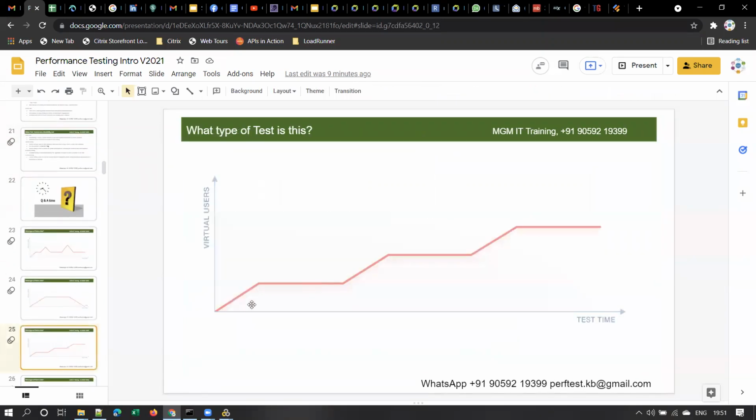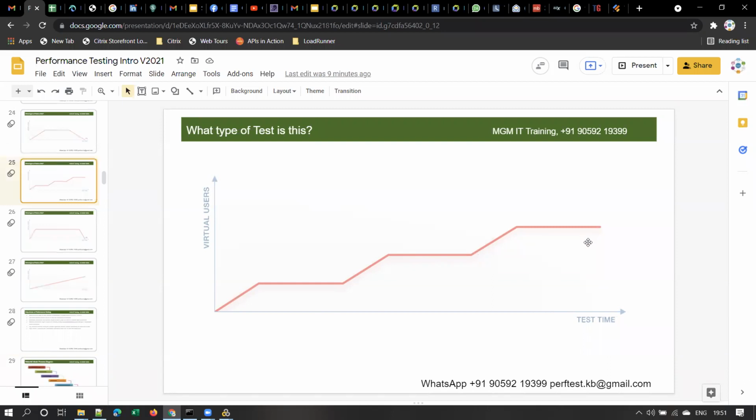So observe what we are doing here. We are ramping up the users, maintaining some steady state, again increasing the user load, again waiting for some time, again increasing the user load. So we are gradually increasing the user load, isn't it? Yes, sir. This graph best represents a stress test, isn't it?